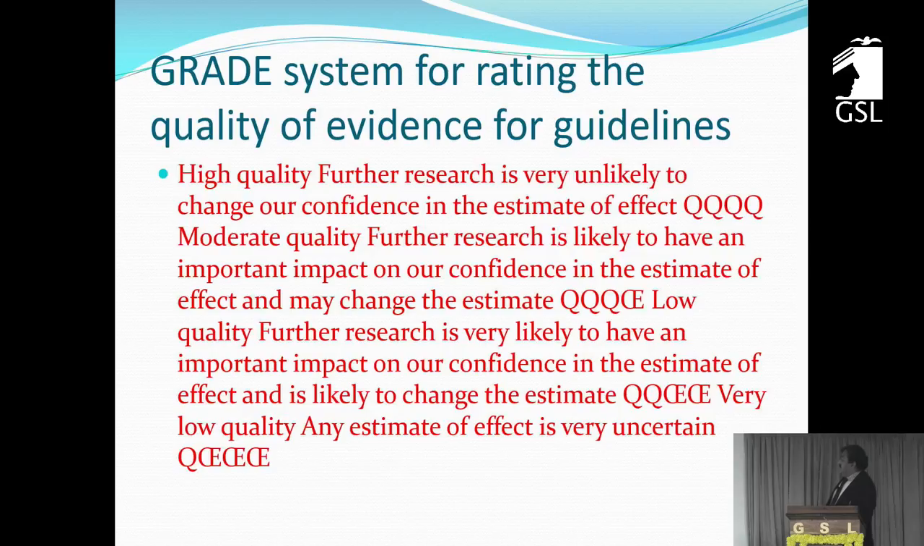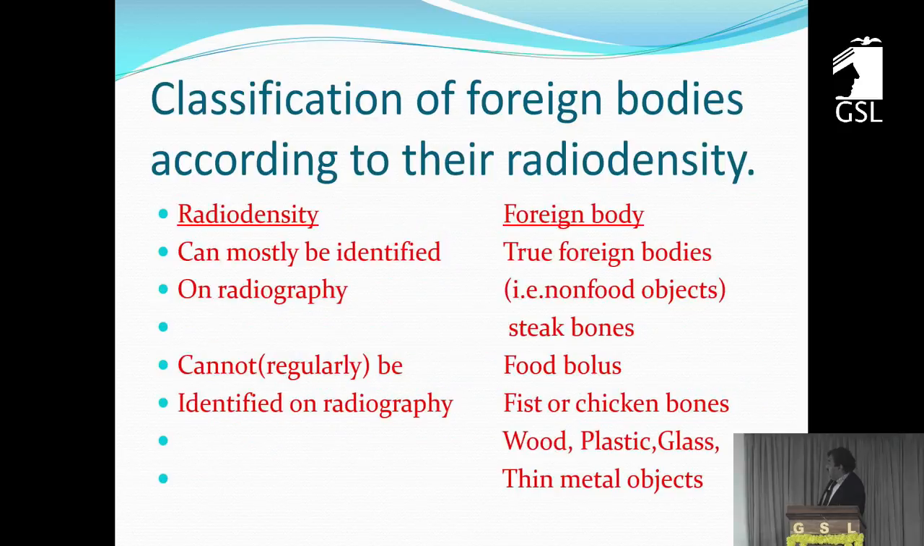So we need a grading system for rating the quality of evidence for guidelines. High quality research is unlikely to change our confidence in the estimate of effect, because in any emergency, it is your common sense and your experience and expertise that tell you how to go about removing this. So the classification of foreign bodies is that they are either radiodense, and can mostly be identified on radiography, or cannot be identified. For example, food bolus. There are true foreign bodies like non-food objects, steak bones, food bolus, chicken bones, wood, plastic, glass, thin metal objects that cannot be identified by radiography.